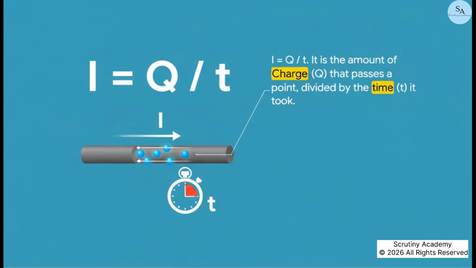And here is the very first formula you need to burn into your brain. Current, which is I, is just the amount of charge, that's Q, that flows past a certain point, divided by the time, T, it took to do it. So how much charge per second? Simple. And the unit we use for this is the ampere.